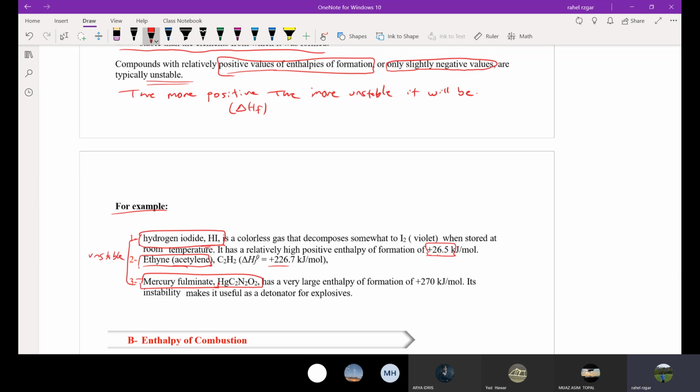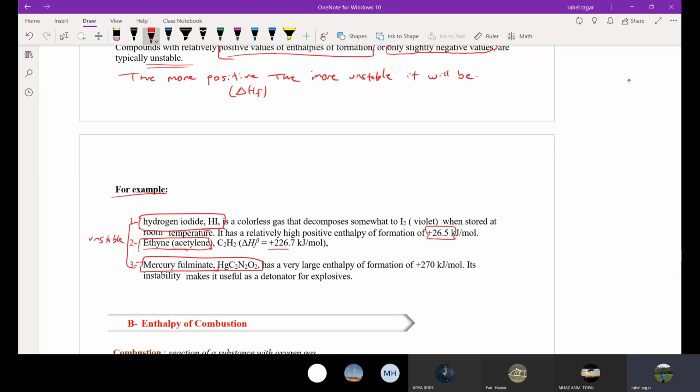Mercury fulminate has a very large enthalpy of formation, plus 270. That's very, very unstable. That's why its instability makes it useful as a detonator for explosives. Detonator means for starting explosives.